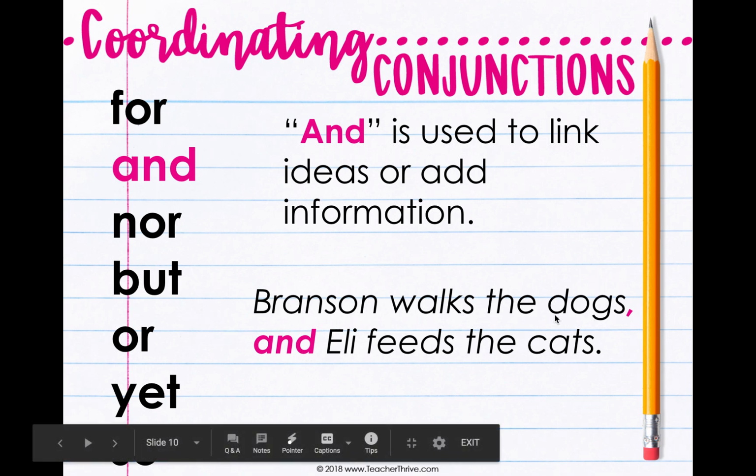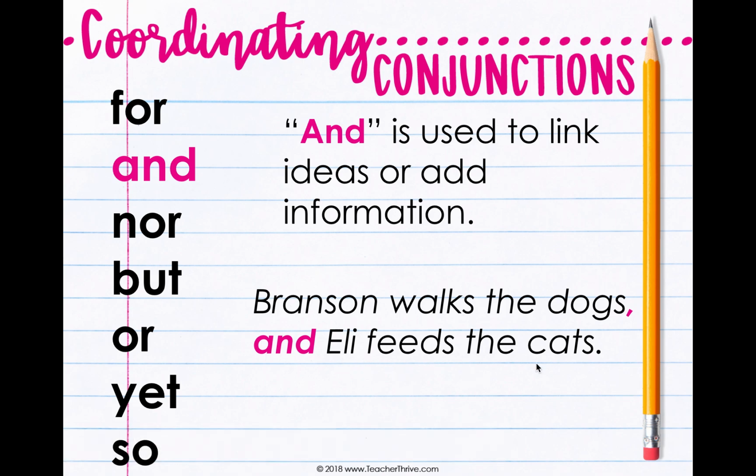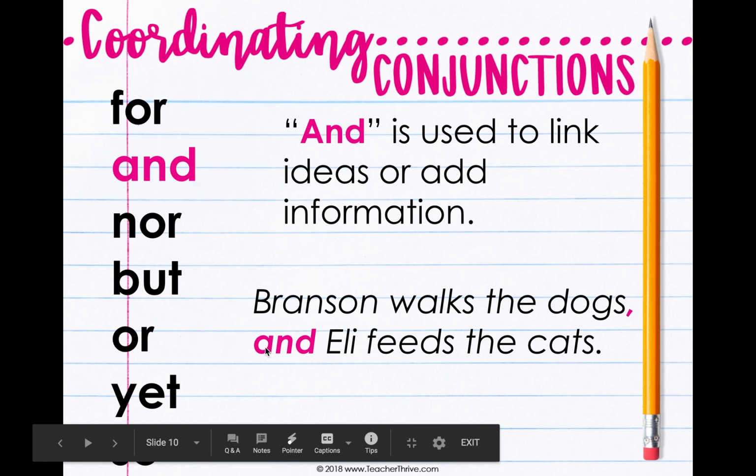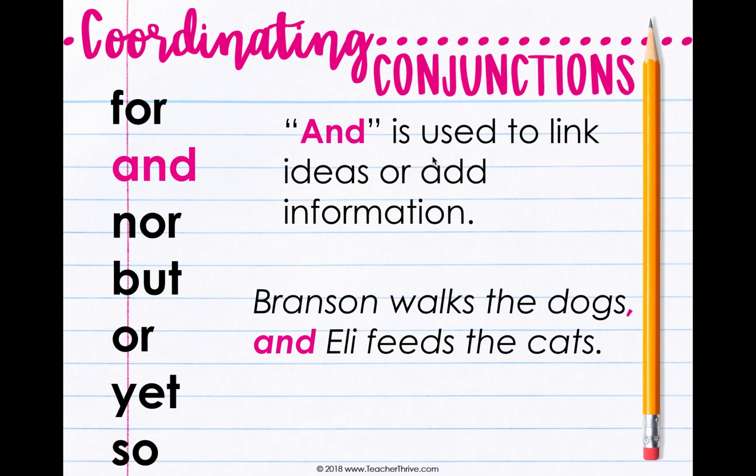We add the comma, and Eli feeds the cats. Eli is the subject, feeds the cats is the complete predicate. So we have two simple sentences, two independent clauses joined by a comma and the word and. And is a coordinating conjunction. And is used to link ideas and add information because compound sentences spice up your writing and it makes it more exciting.